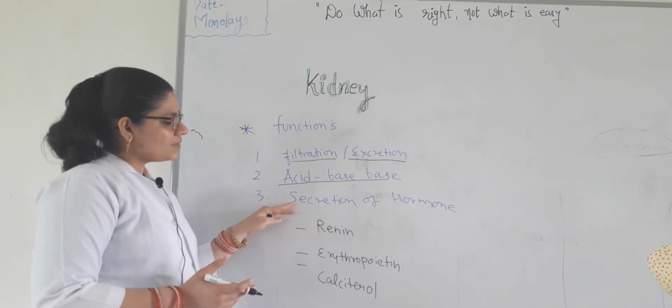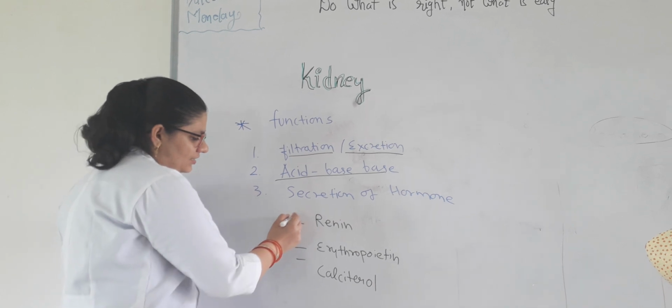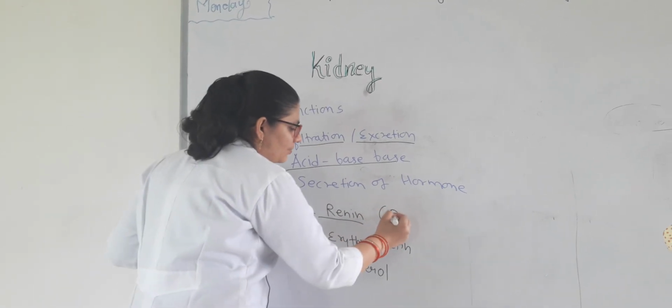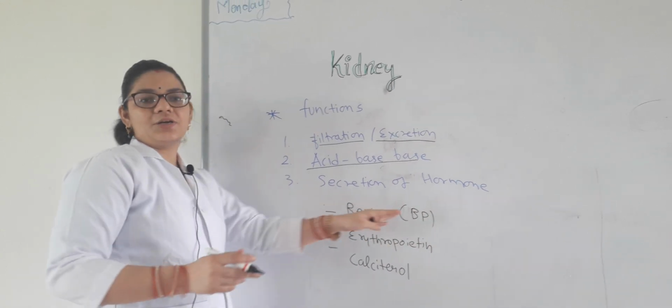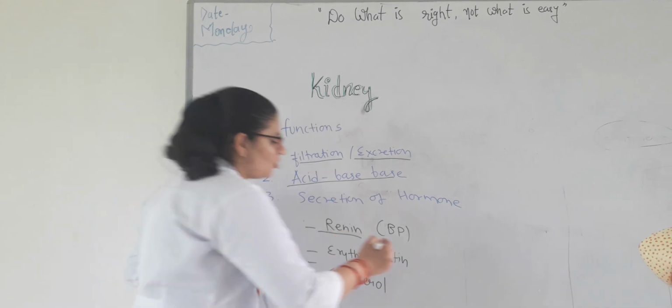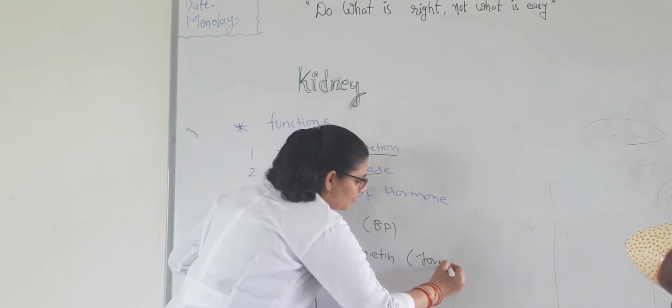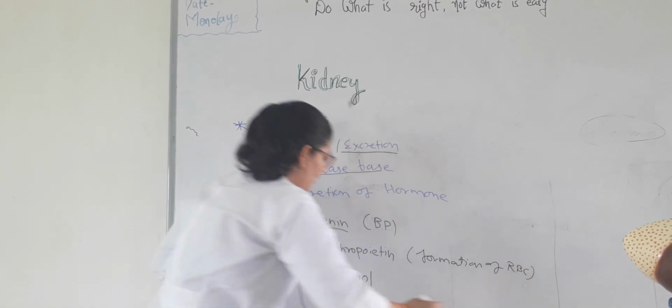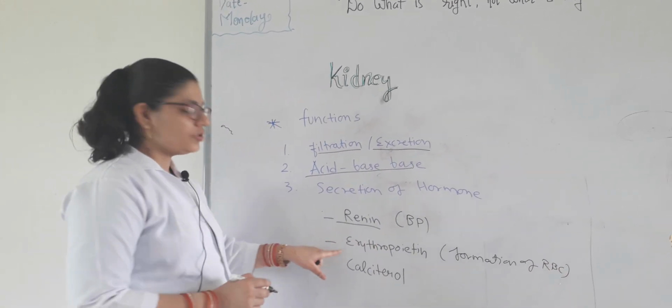It also secretes some hormones, as you can see here: renin, erythropoietin and calcitonin. Now renin is related to the blood pressure. So it also regulates the blood pressure by releasing the hormone renin. Then erythropoietin is for the formation of RBC. So for the formation of the RBC, it will secrete the hormone erythropoietin.